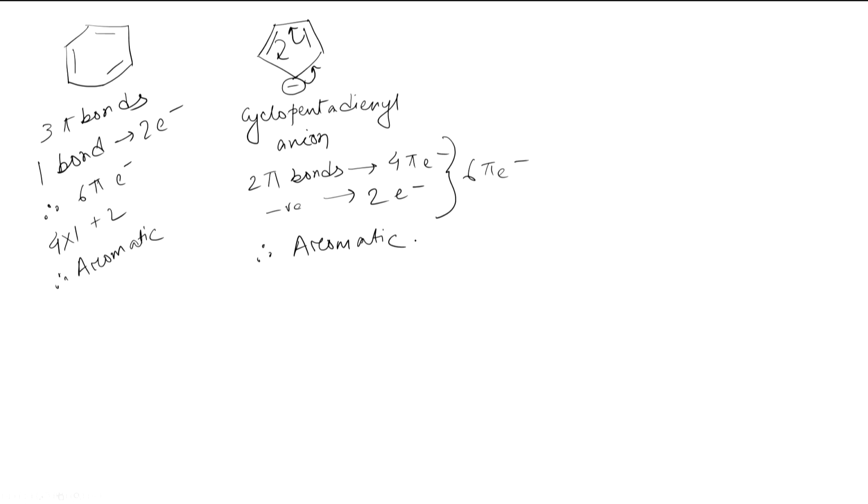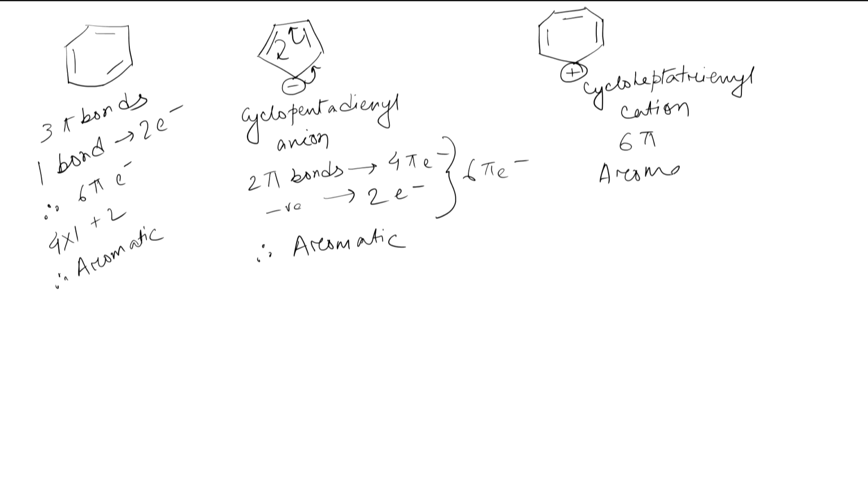Okay. Now, if we have this, this is cycloheptatrienyl cation. Okay. So, this also has 6 pi electrons due to 3 double bonds. So, this is also aromatic.